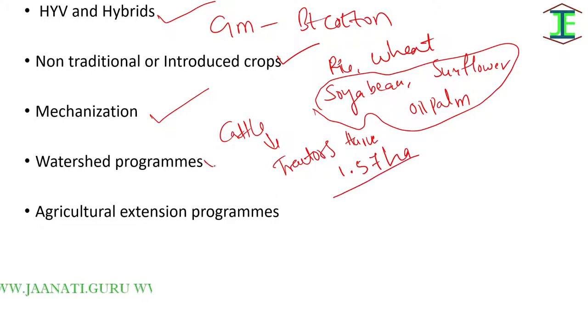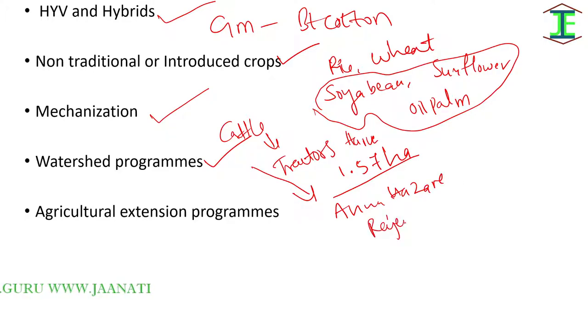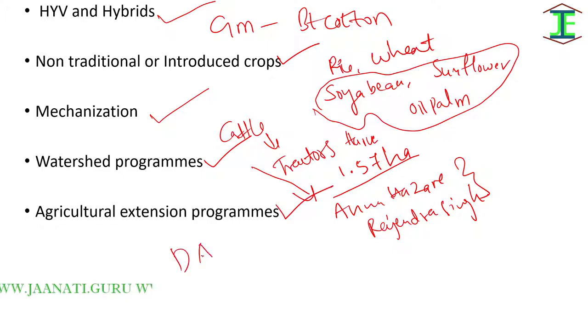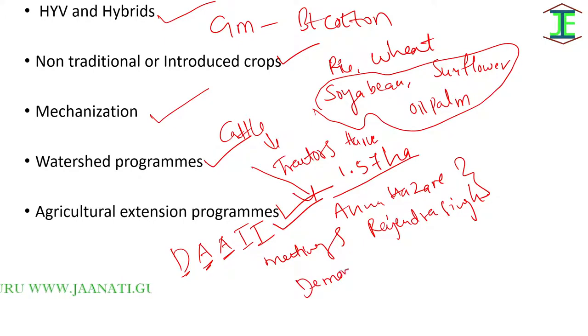And then watershed programs. Some moisture conservation practices are these watershed programs, and these watershed programs were conducted by Anna Hazare and Rajendra Singh. And then agricultural extension programs. For example, DAATT centers. In our state, in each district, we have DAATT centers, District Agricultural Advisory and Transfer of Technology. These centers educate the farmers by conducting meetings or demonstrations in the field. So these centers educate the farmers about the new technologies that come in agriculture, and TV programs like Raitu Mitra.